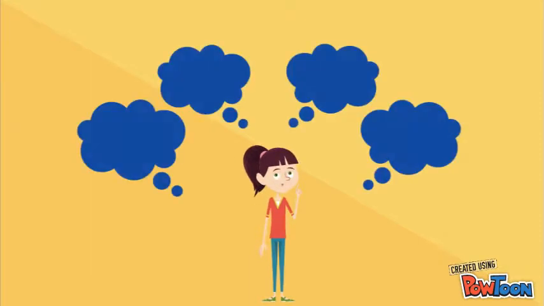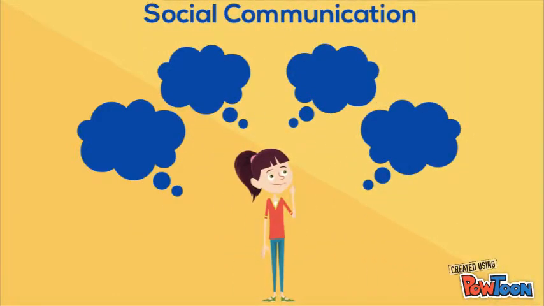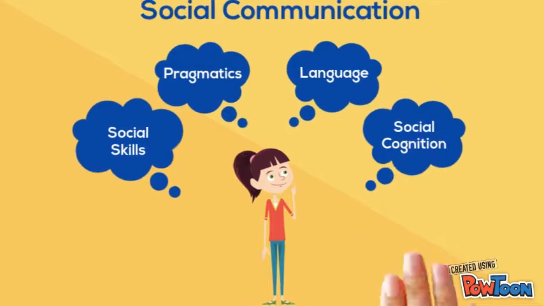Let's begin. There are rules for how we use language in different situations and with different people. This is known as social communication. The many aspects of social communication that children may have difficulty with are social skills, pragmatics, language, and social cognition. Let's focus on social cognition.